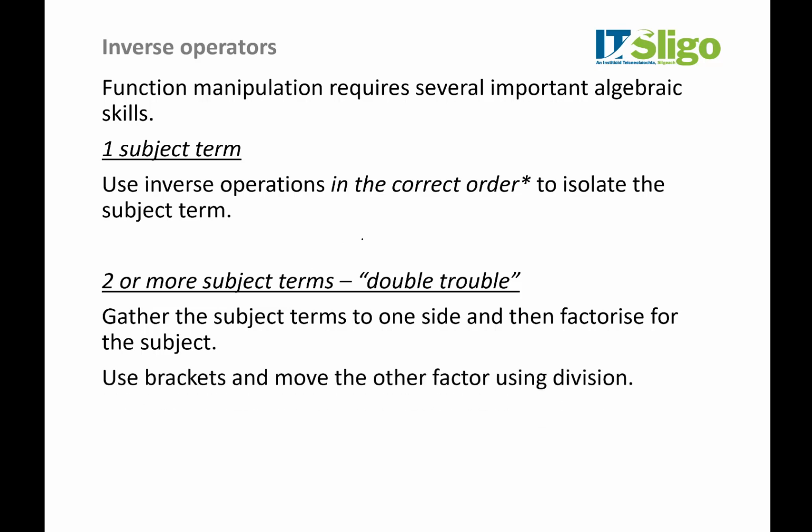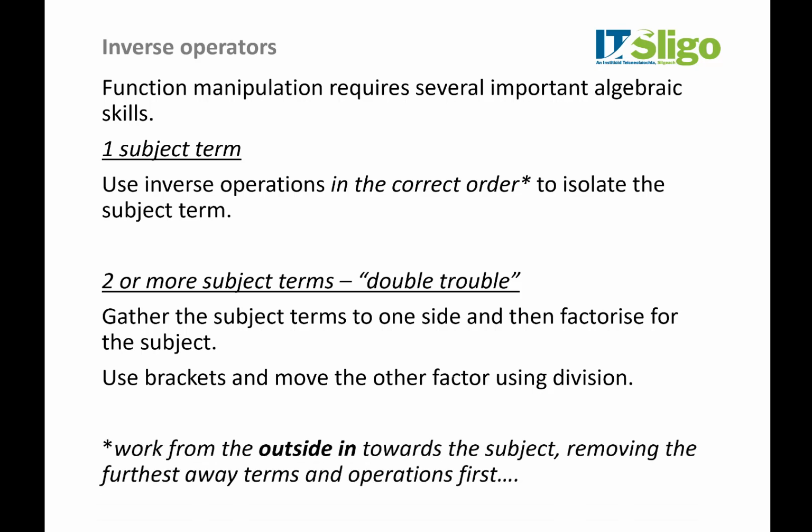From there, it's fairly easy. We usually just have to get rid of a bracket, use brackets to surround the bits that aren't the subject. We'd always do that with factorizing anyway, and we move away the other factor. So we'll take a look again, best explained by example. The words and maths are difficult. So when we're doing this, the correct order, work from the outside in. Remove the furthest terms and operations first.